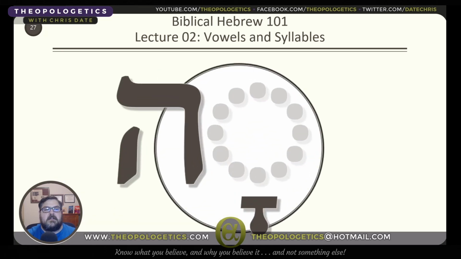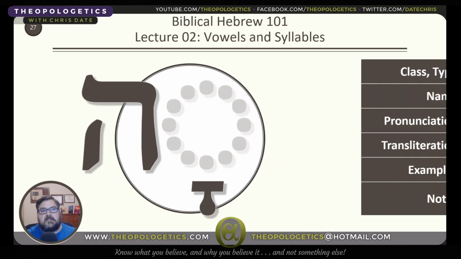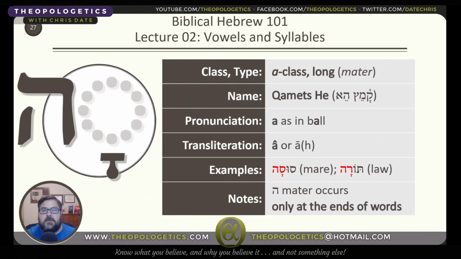All right, next vowel in the A class. This is another long vowel. It's technically a mater lectionis, or what your grammar, if you're following along in Basics of Biblical Hebrew, calls a vowel letter. This is named qamets hey because it is a qamets, which you just learned a moment ago, a little t under the consonant, but it's followed by a hey, and that hey is not pronounced. It doesn't make a sound. It just extends that ah sound made by the qamets.